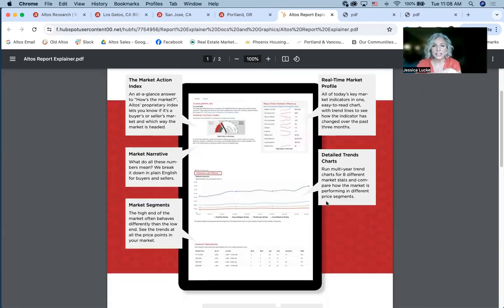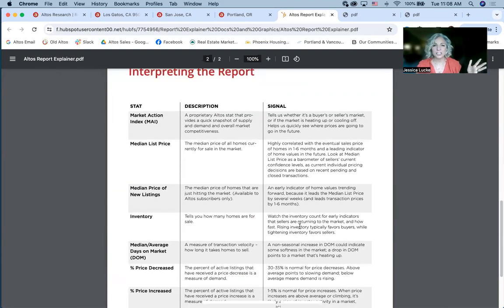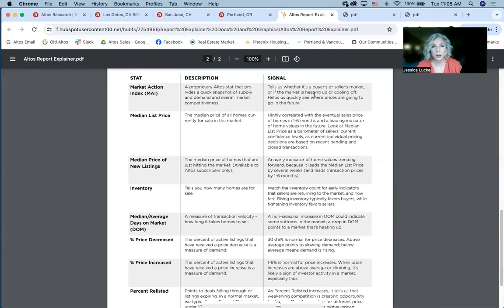So not only is this a high-level overview of the components that make up the market report, if you scroll to the second page, this is the gold, interpreting the report. Here are all of the statistics and the definitions of the statistics and why the heck we care about what that statistic is telling us.